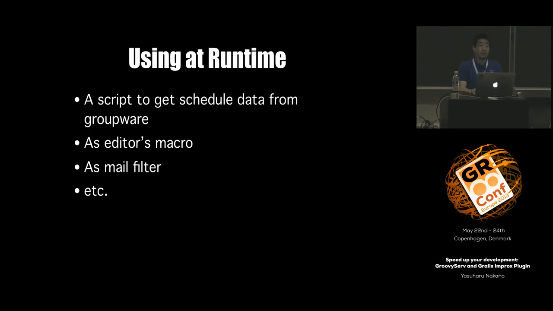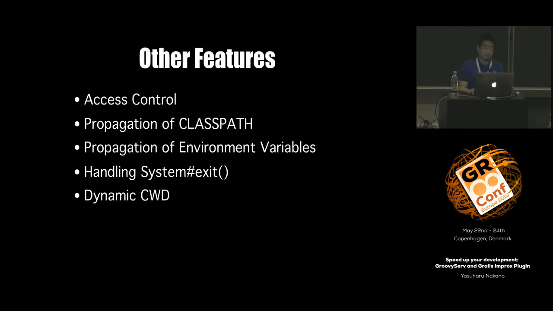I've talked only about use cases in the development phase so far, but of course GroovyServ can be used to run a script at runtime. For example, a script to get scheduled data from GroovyWare, as an editor's macro, as a mail filter. It's also very useful at runtime. Okay, today there is not enough time and my vocabulary is not enough, so I introduce them just as keywords. GroovyServ provides features such as access control, propagation of the classpath, propagation of environment variables, handling of system exit, and dynamic current working directory.